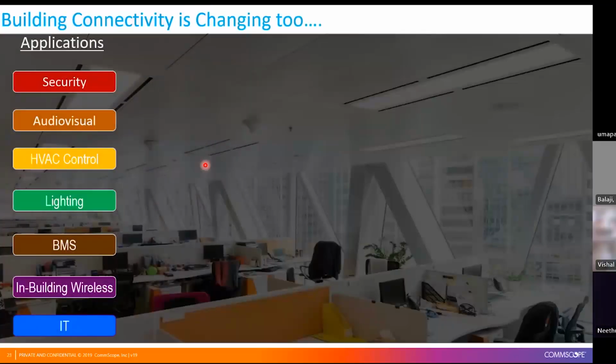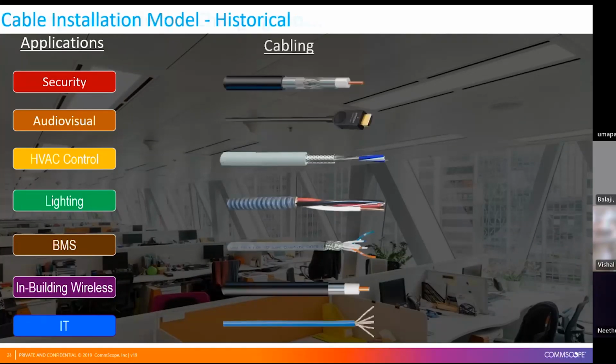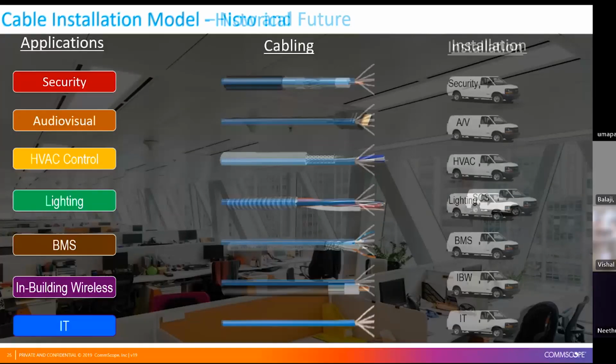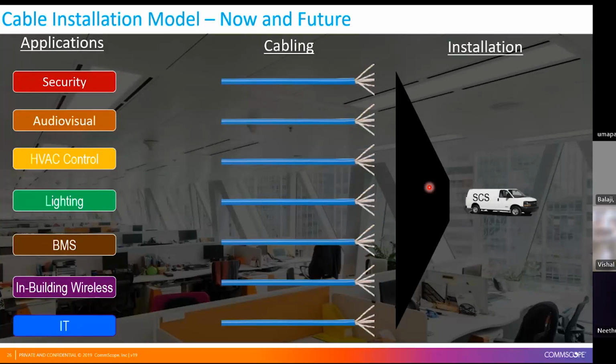If you see the connectivity applications that customers are using: one is a security system, AV system, HVAC, lighting, BMS, in-building wireless, IT. Most of the places use different types of cable to make the connectivity up and running, whereas in IT, we use this 4-pair twisted cable. Generally they go ahead with different vendors for each and every solution. But with the future trends, you can power all your applications with simple structured cabling.